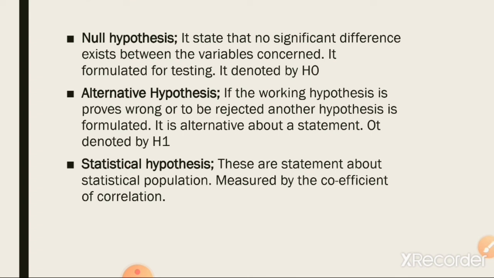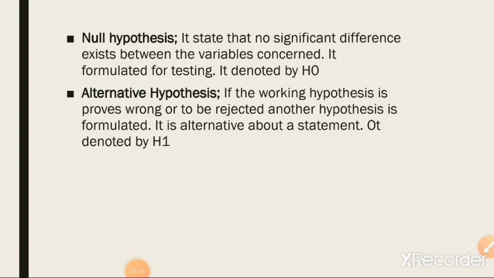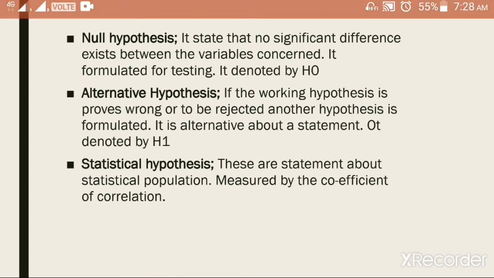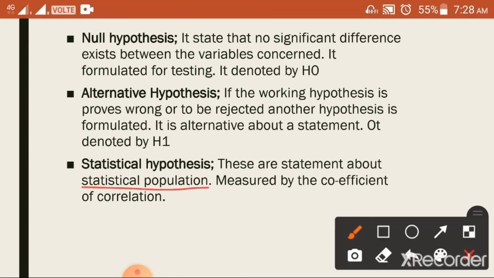Next, statistical hypothesis. Statistical hypothesis is a statement about the statistical population. It is related not to the sample, but depends upon the statistical population. It is quantitative in nature, measured by the coefficient of correlation. It is not tested by z-test, t-test, etc. It is measured by the coefficient of correlation only.